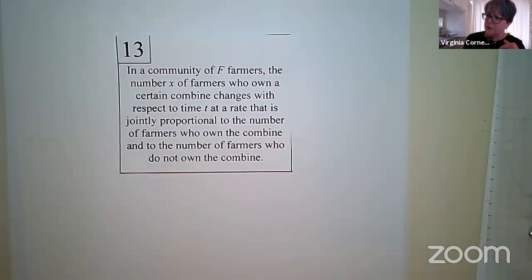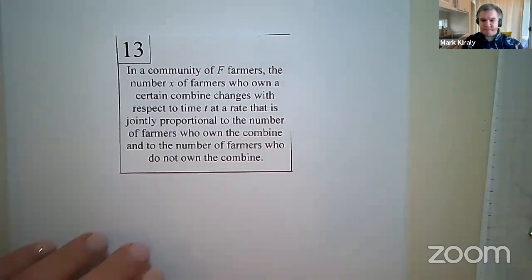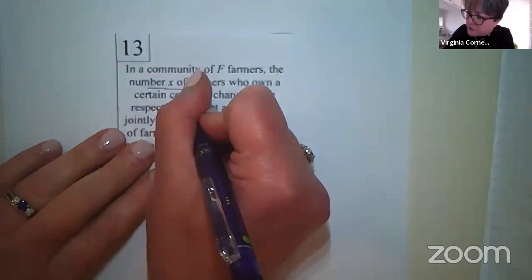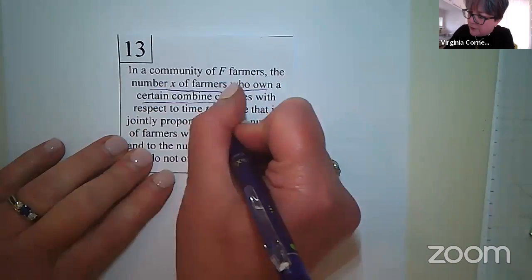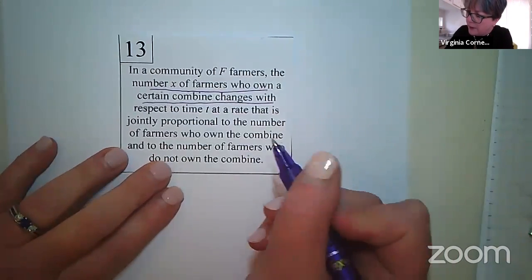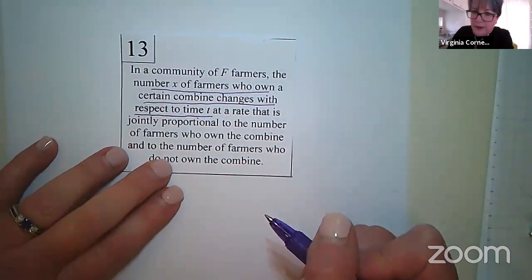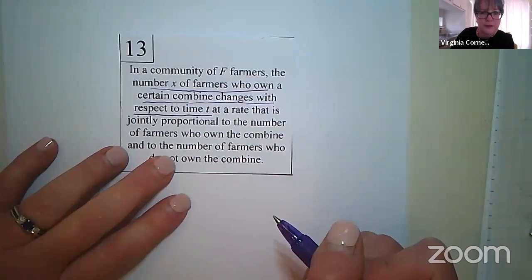It says, in a community of F farmers, the number X of farmers who own a certain combine changes with respect to time T at a rate that is jointly. Okay, I think I see my differential expression right here. The number X of farmers who own a certain combine changes with respect to time T. That right there is dx dt.